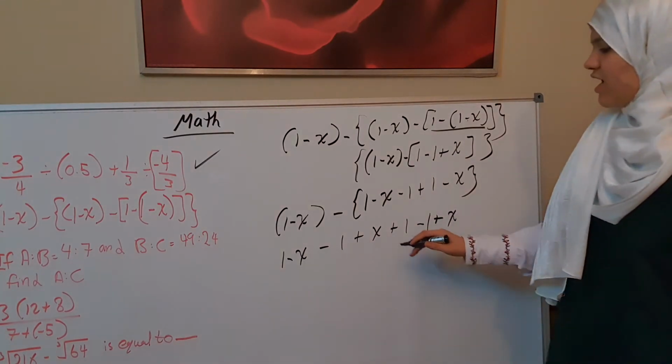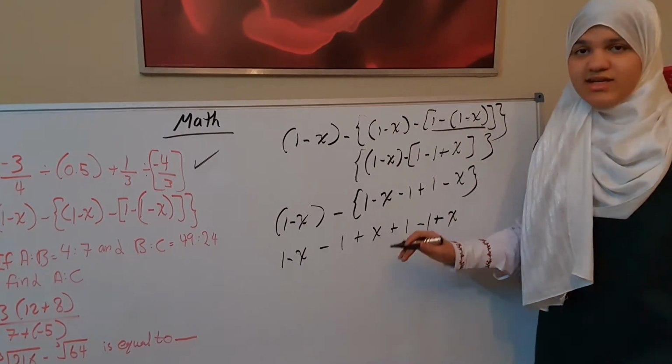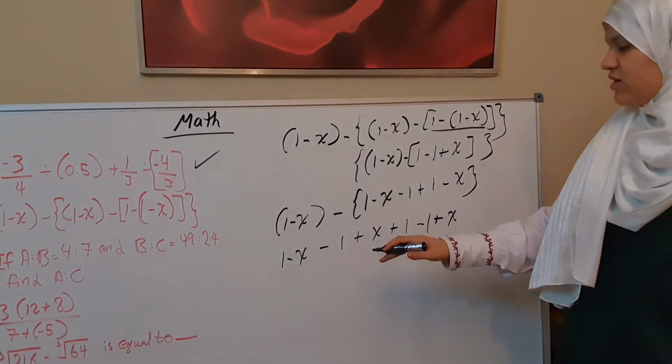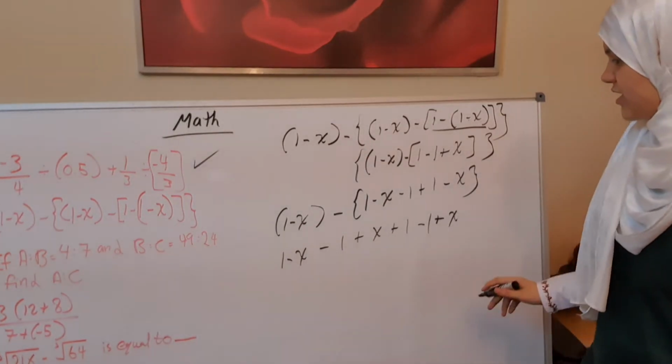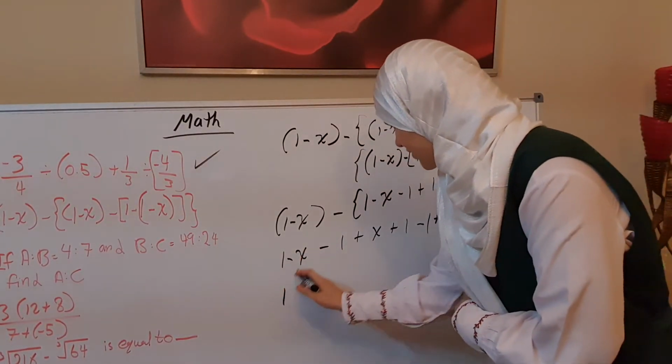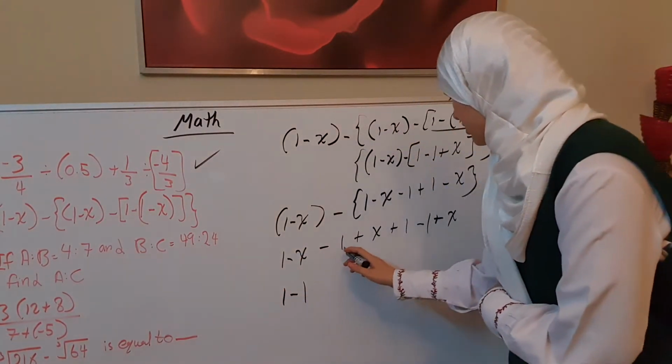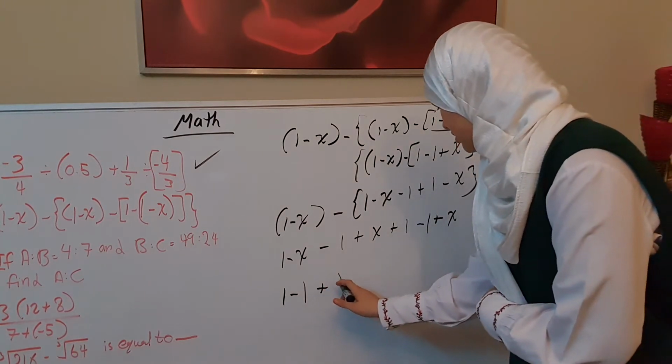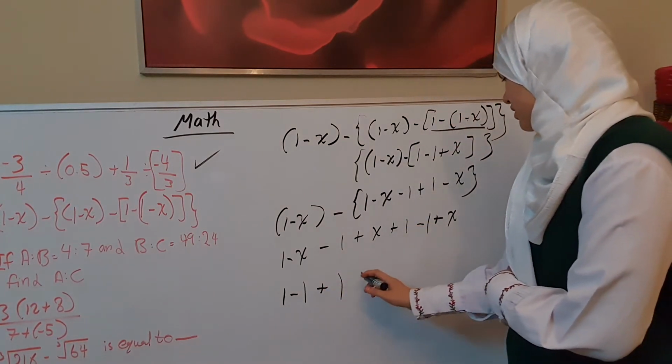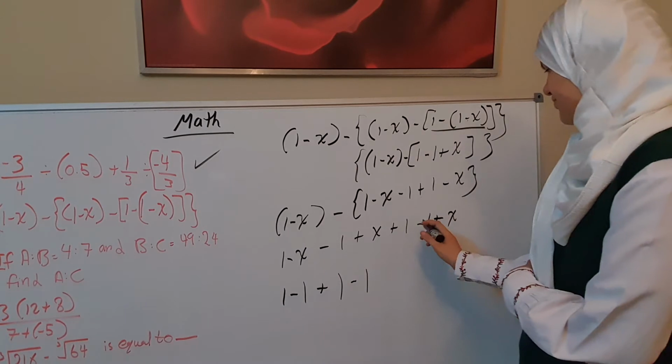Now you will collect the like terms, like 1 by 1 and x by x. Now we have 1, negative 1, positive 1, and negative 1.